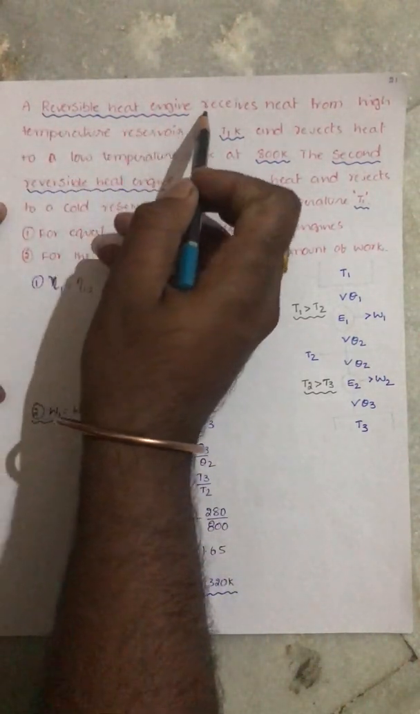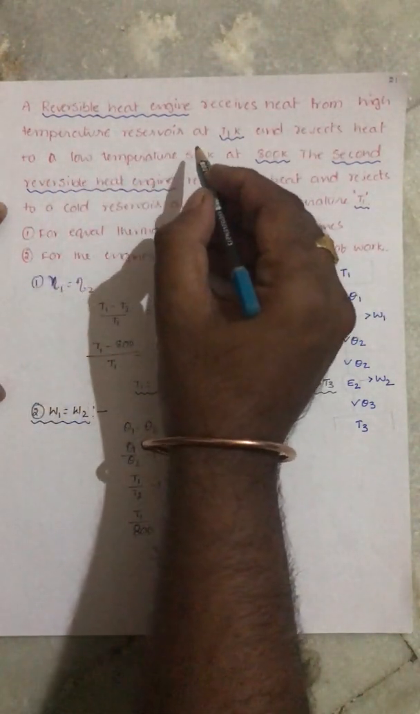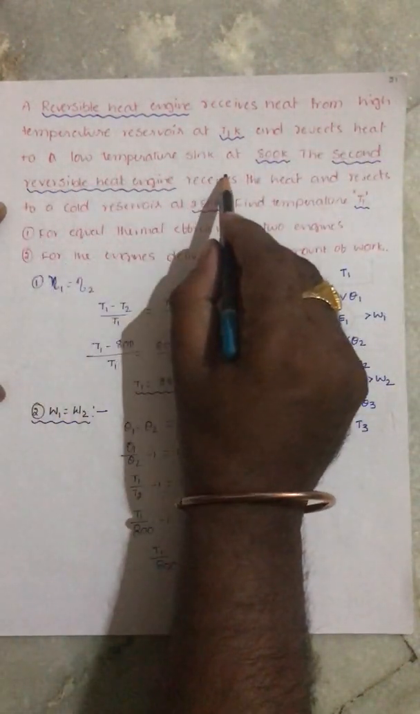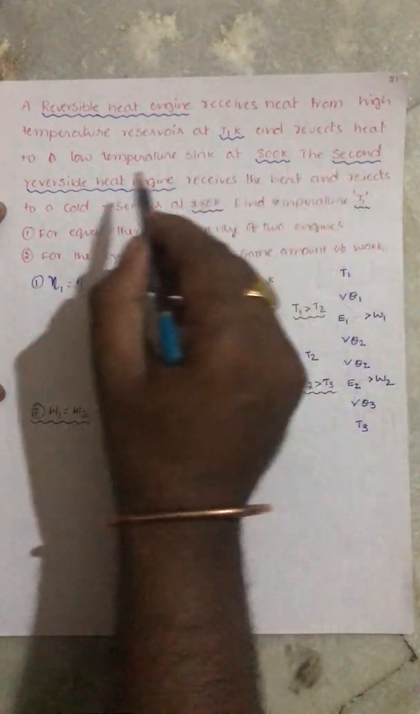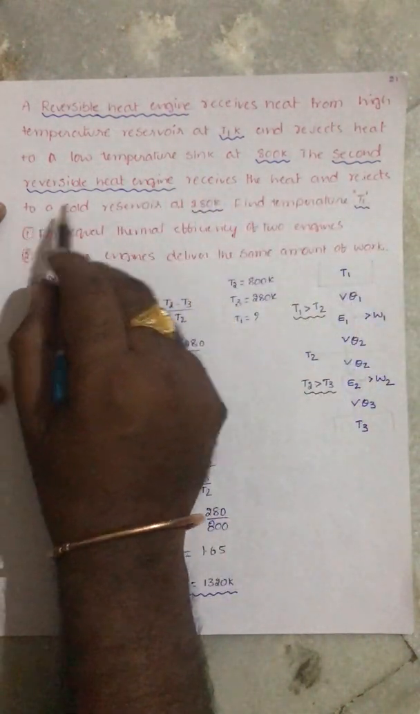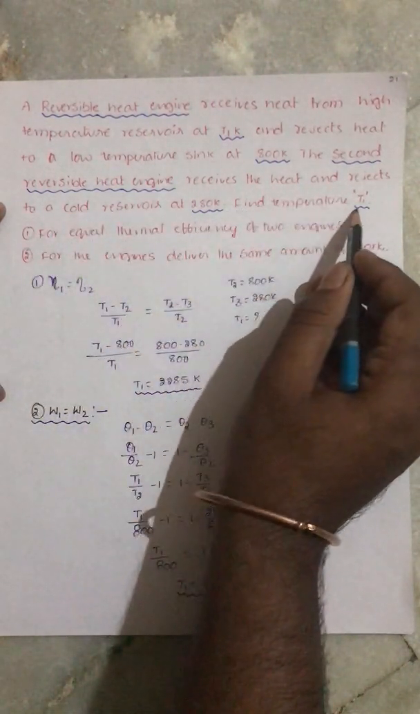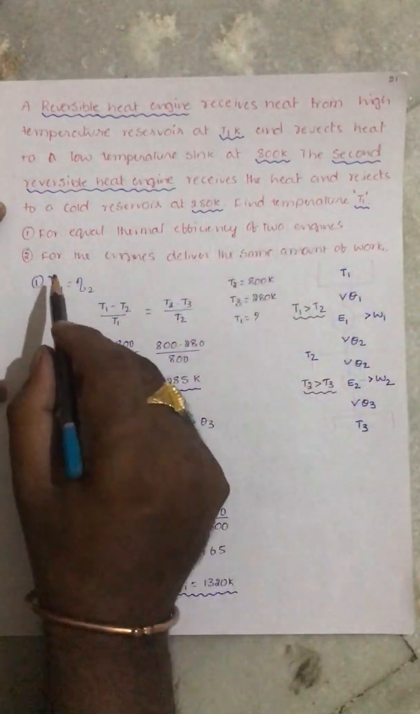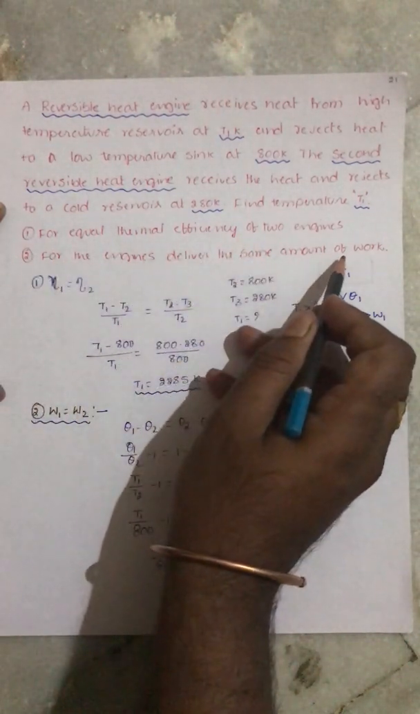A reversible heat engine receives heat from a high temperature reservoir at T1 Kelvin and rejects heat to a low temperature reservoir or sink at 800 Kelvin. The second reversible heat engine receives the heat and rejects it to a cold reservoir at 280 Kelvin. Find temperature T1 for equal thermal efficiency of the two engines, and for the second case, for the engines to deliver the same amount of work output.